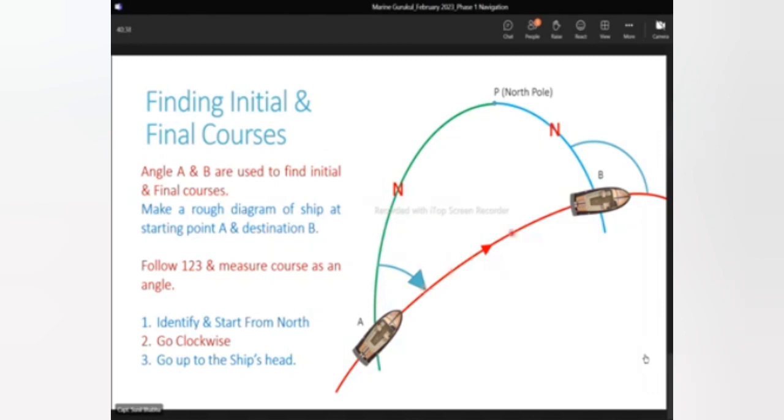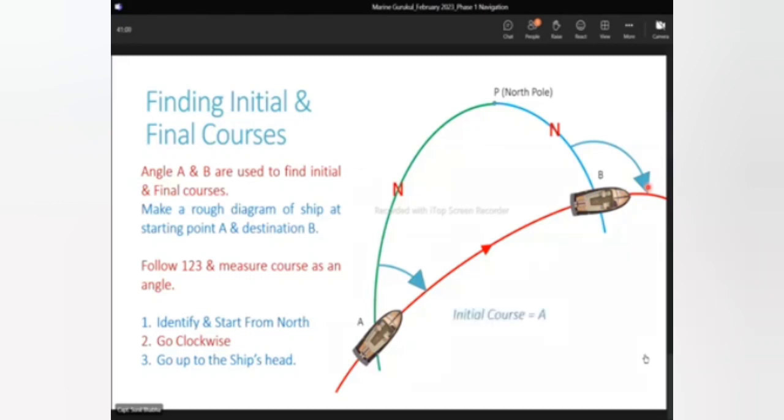Following this procedure at the destination position also, starting from north, going clockwise, I go up to the ship's head. So this is marked by this light blue color arc and arrow. So again we followed the 1, 2, 3 procedure: one is identify north, two is go clockwise, three is go up to the ship's head. So this arc which we see here gives us the final course.